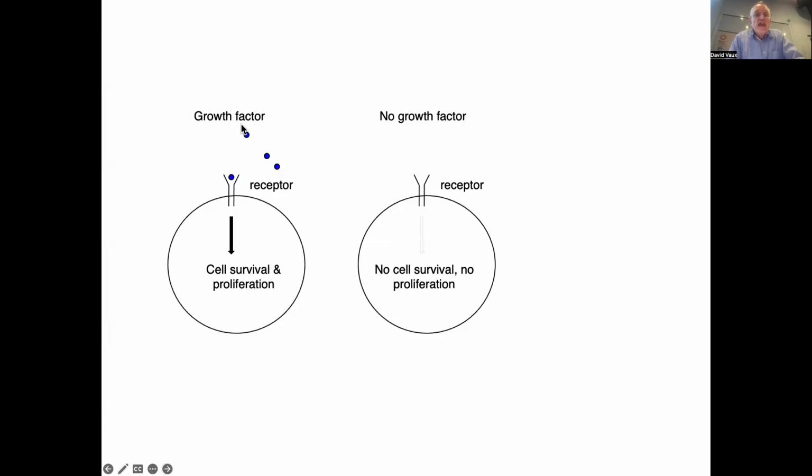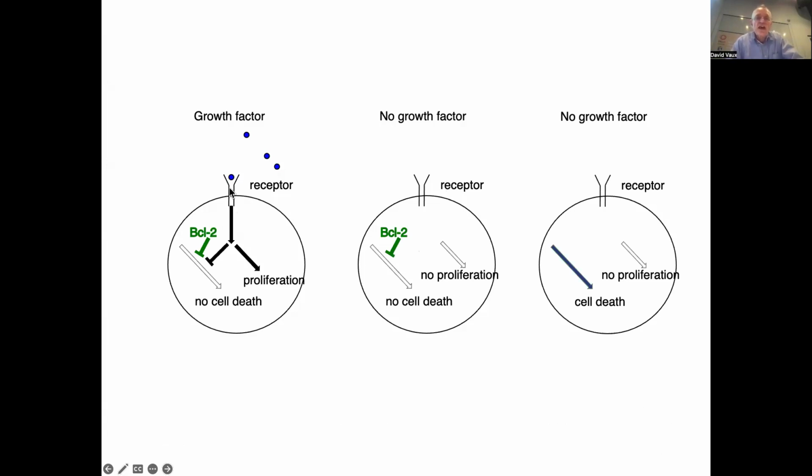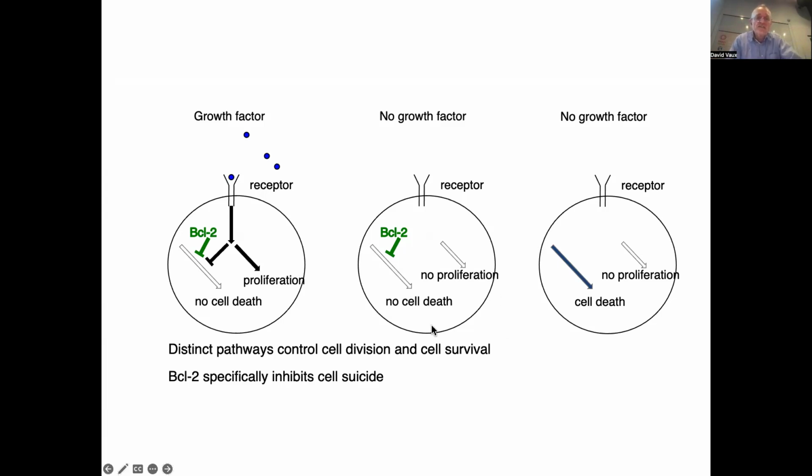So it used to be thought that growth factor binds to a receptor and it gives a signal that stimulates cell proliferation and survival. And if you took away growth factor, there was no signal and no proliferation and no survival. But these experiments meant that there must be a branch downstream somewhere of the cell receptor, and that branch goes to stop a default death pathway, and it also stimulates proliferation. And if you put in BCL2, BCL2 can block that default death pathway, but it has no effect on proliferation. If you don't have BCL2 and you take away growth factor, then this default death pathway activates and the cell kills itself. So once again, these experiments meant that there are distinct pathways that control cell division and cell survival. BCL2 specifically acts in the cell suicide pathway, but doesn't have any effect on proliferation.